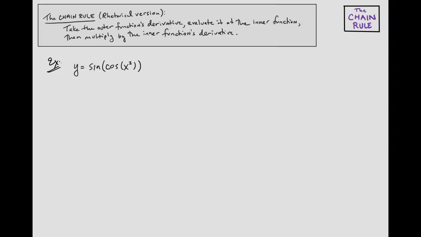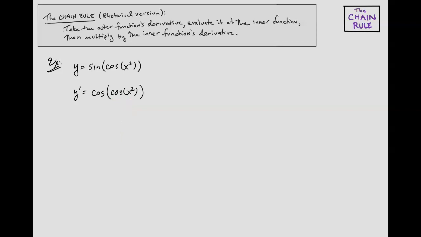We always start with the outermost function and work our way to the inside. Let's see how it works. We're going to start with our outermost function, sine, because we're thinking of that as the outer function and everything left inside as the inner function, even though the inner function is complicated in this case. We take its derivative and evaluate at the inner function. The derivative of the outermost function is, of course, cosine, and we have to evaluate that at the inner function, which is cosine of x squared.